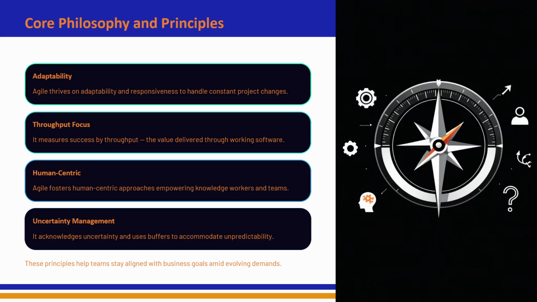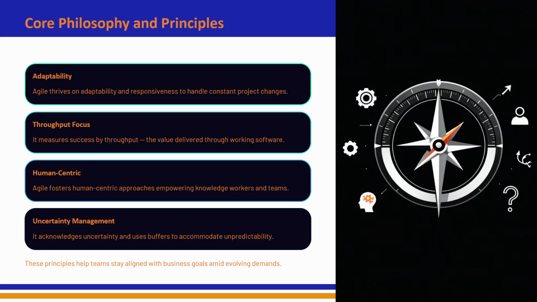Now we'll see the core principles and philosophy. Here, the core philosophy and principles are adaptability, throughput focus, human centric, and uncertainty management. Now, we'll see them one by one. Adaptability. Agile thrives on adaptability and responsiveness to handle constant project changes. This means Agile is flexible when customer requirements change during the project. Agile teams do not panic or delay. Instead, they quickly adjust the plan and move forward. This helps deliver what the customer actually needs.